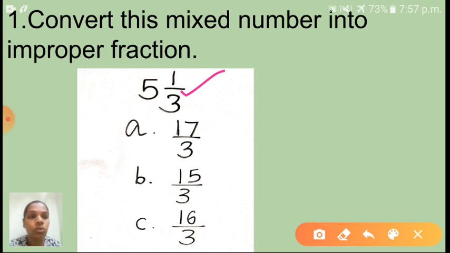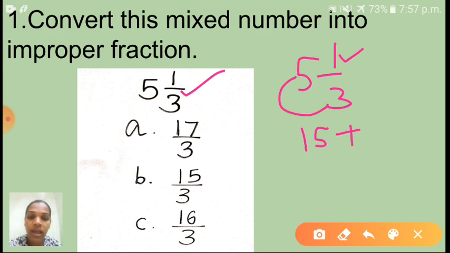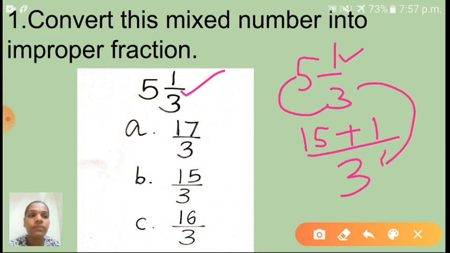So for this what do you have to do children? See here, 5 1/3. The whole part and the denominator we have to multiply. That means 5 3s are what? 5 3s are 15. 15 plus the numerator we have to add. 15 plus 1 upon what will come? Denominator only will come. So 15 plus 1 upon 3, that is 16/3. So here A, B, C, 3 options are there. Which one is correct children? Very good, C. So you have to click C. Okay, 16/3. Understood children?